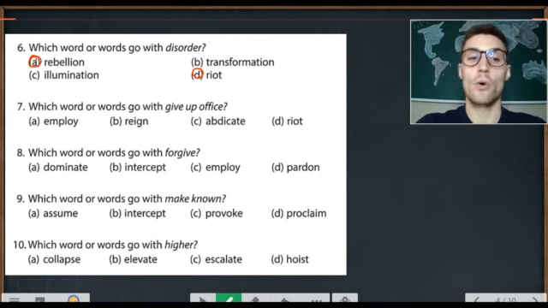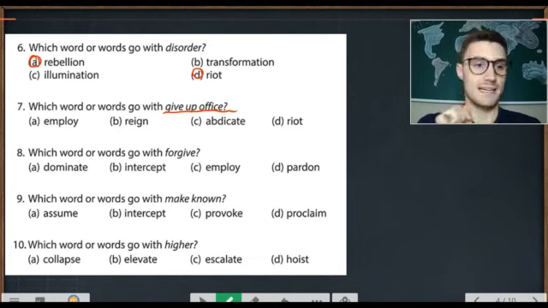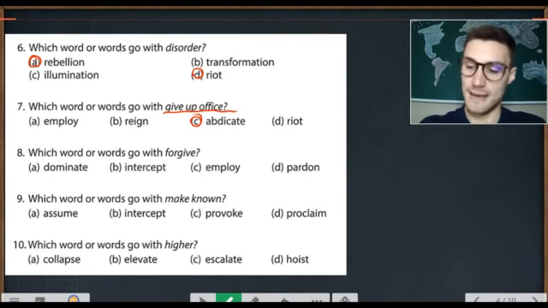Question 7. Which word or words go with give up office? Give up office. A, employ, B, reign, C, abdicate, D, riot. I can see 1 correct answer. Which word or words go with give up office? That is C, abdicate.